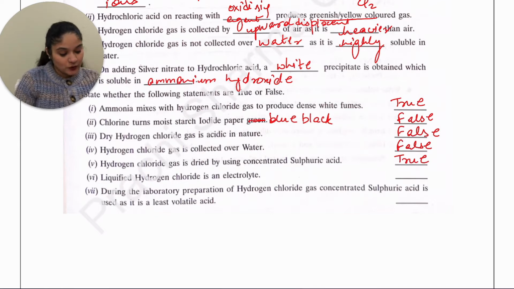Liquefied hydrogen chloride gas is an electrolyte. That is false. Then, during the laboratory preparation of hydrogen chloride gas, concentrated H2SO4 is used as it is the least volatile acid. That is true.